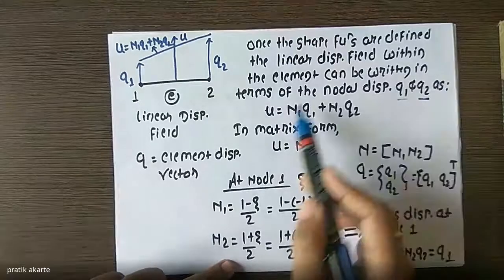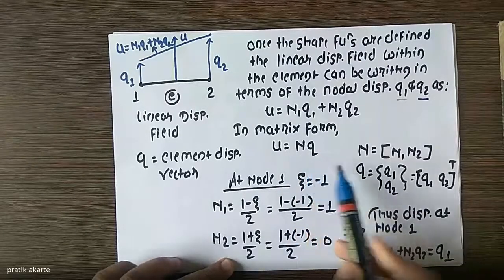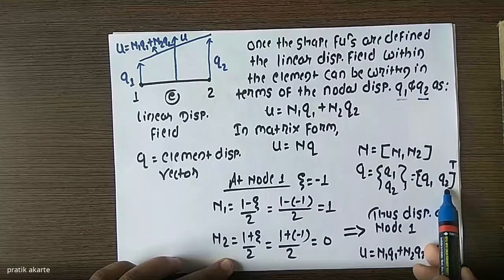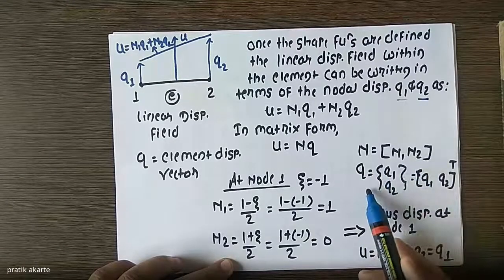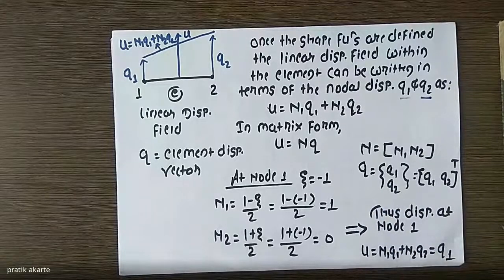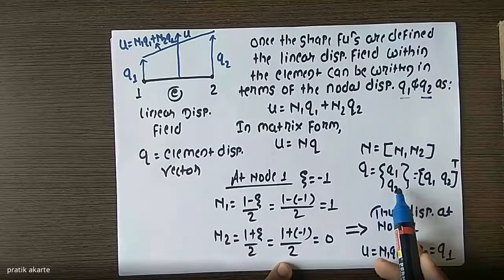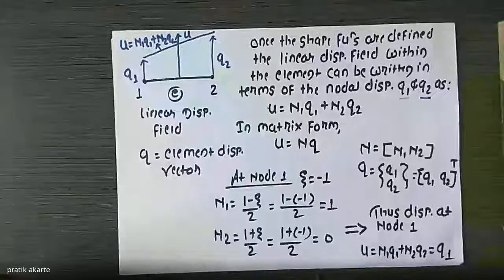The same equation we can write in matrix form as u equal to N q. Here q is written as q1, q2 transposed, and N is N1 and N2. This q is called the element displacement vector. In the previous slides we discussed Q1, Q2, Q3, Q4 as the global displacement vector, but this is the element displacement vector because we are considering only a single element, that is E.